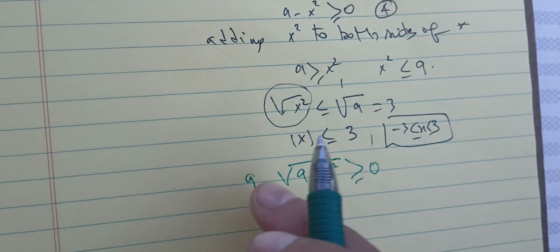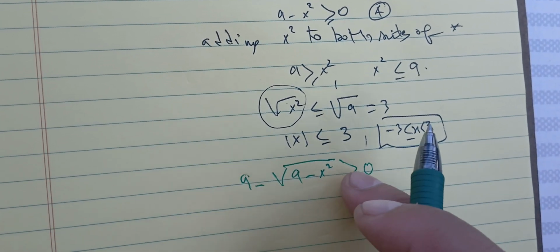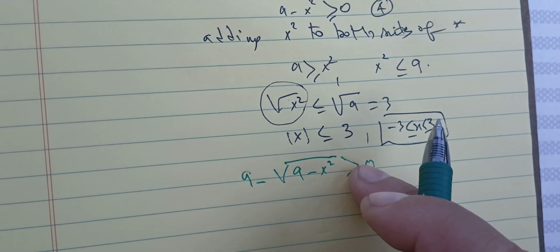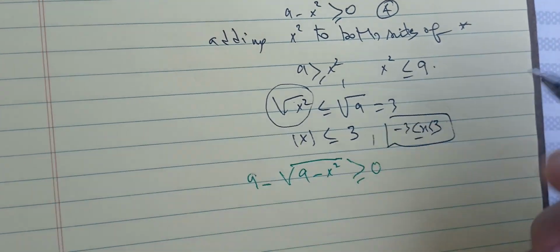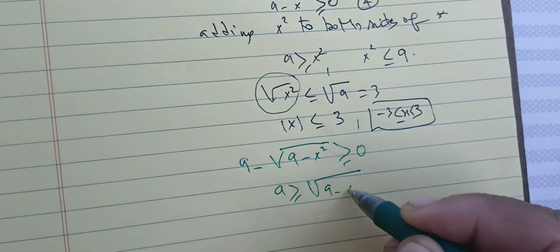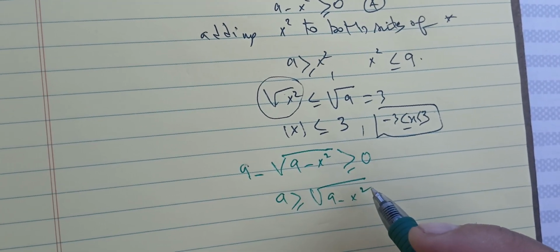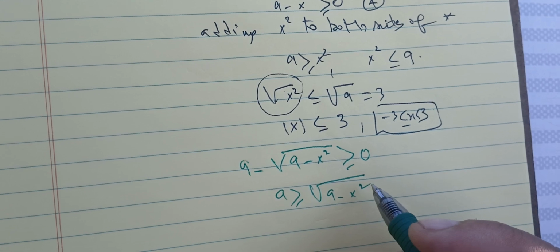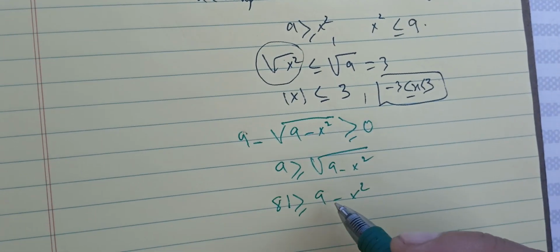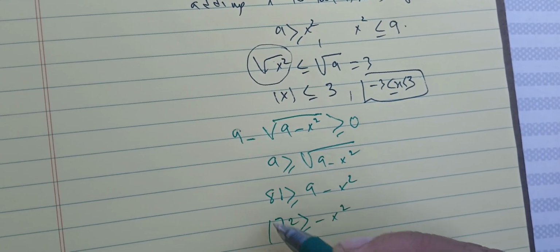So here we can do the same thing. We can add or multiply, or we can do any way we want. So 9 is bigger than the square root of 9 minus x squared. And once we square both sides, we get 81 is bigger than 9 minus x squared. That means 72 is bigger than minus x squared.